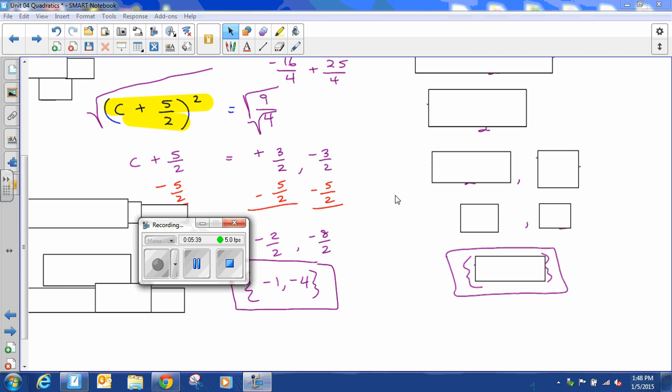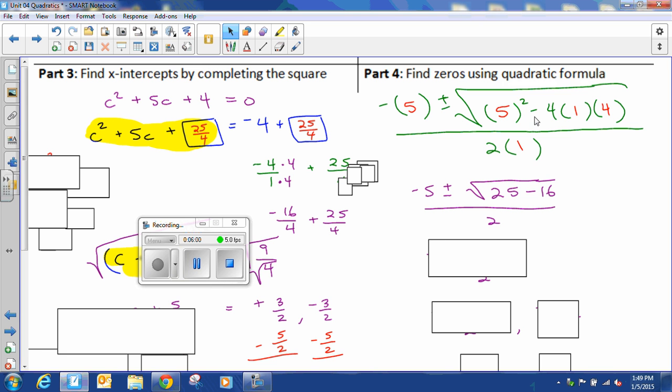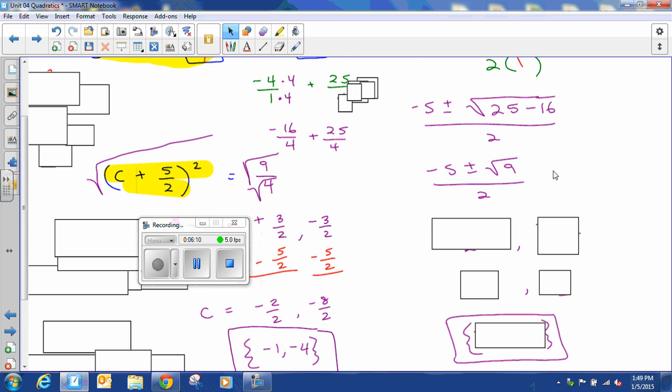Finally, let's use the quadratic formula. So plugging in our coefficients, a is 1, b is 5, c is 4, we end up with this expression. 5 squared is 25, 4 times 4 is 16, bring down the minus sign. 2 times 1 is 2. We keep evaluating, keep simplifying. 25 minus 16 is 9. This works out nicely because we have a perfect square under the radical.